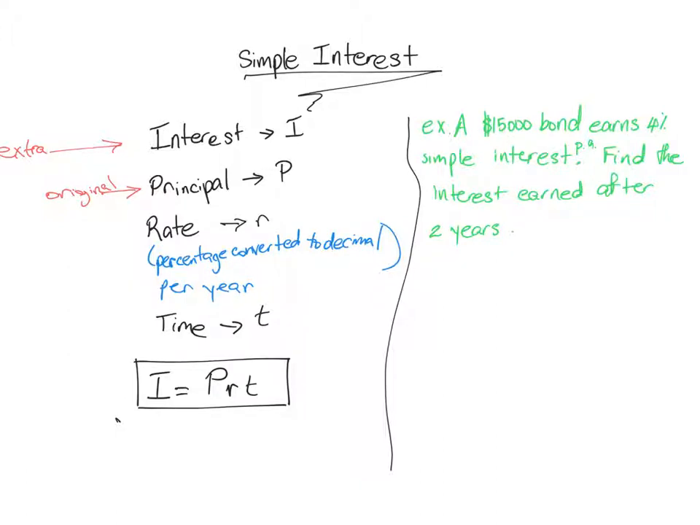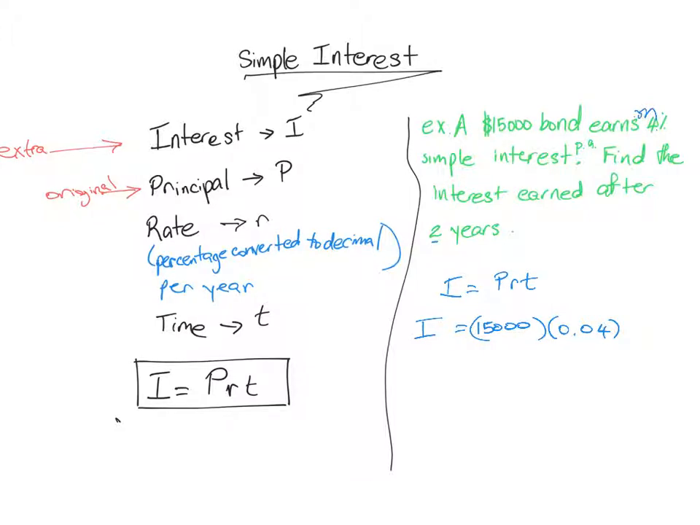So in order to do this, we have our formula I, which is interest, equals PRT. So our interest is going to be the principal amount, that's the original amount of $15,000, multiplied by R, which is that percentage, but converted to a decimal. So 0.04, we move the decimal points 2 places to the left, 1, 2, to get 0.04.